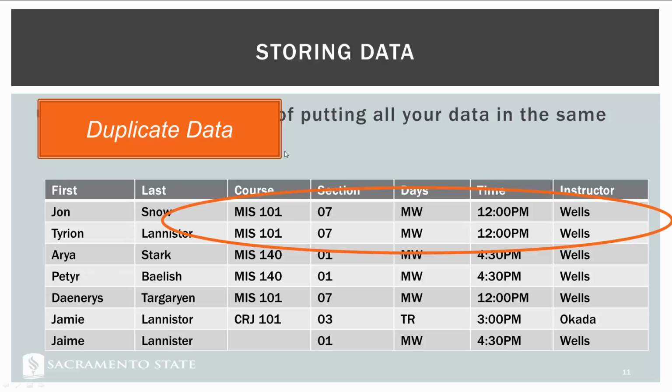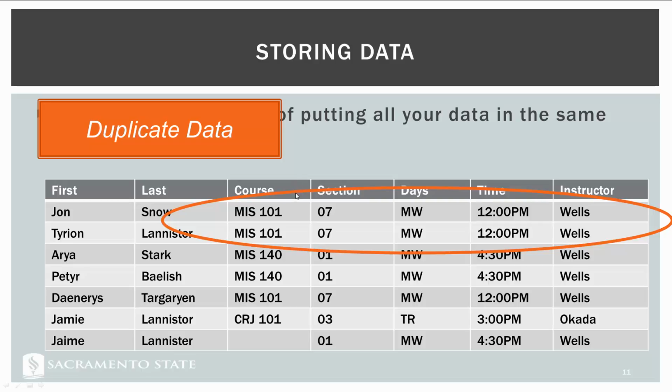All right, so let's check it out. First of all, some of the data, even for multiple students, is duplicated, right? So MIS 101, Section 7, Monday, Wednesday, 12, Wells. That's not a real section this semester. But if you look at this, why are we storing this information twice? Couldn't we just store it once? Well, the answer is yeah, we could, because we have some duplication here.